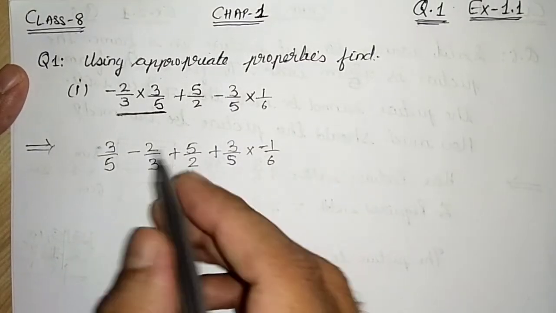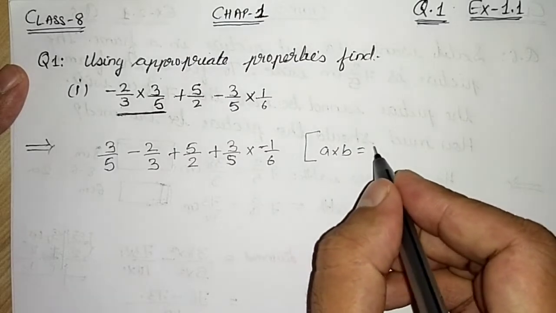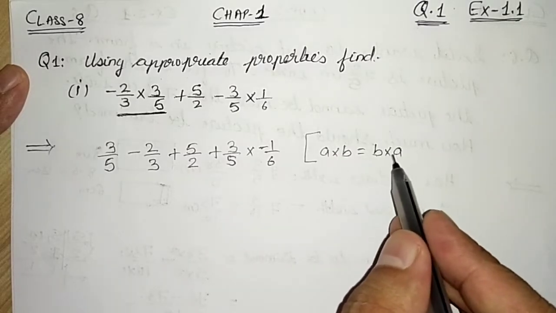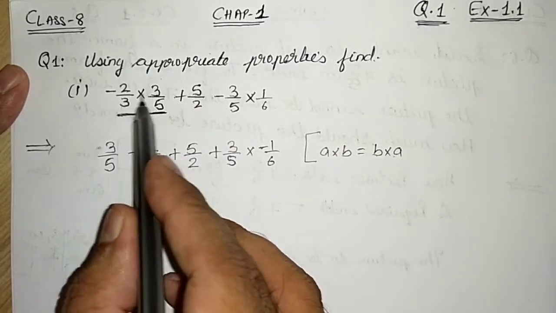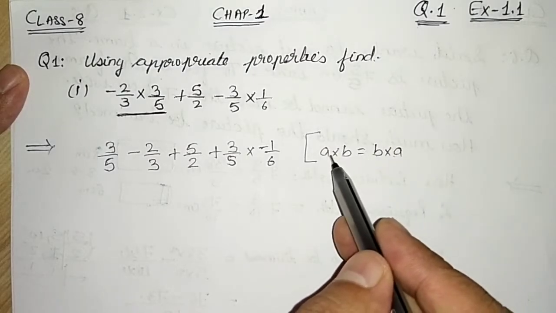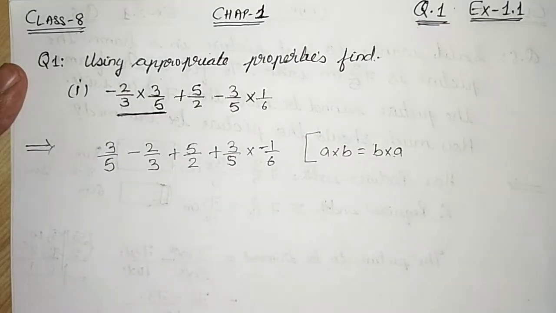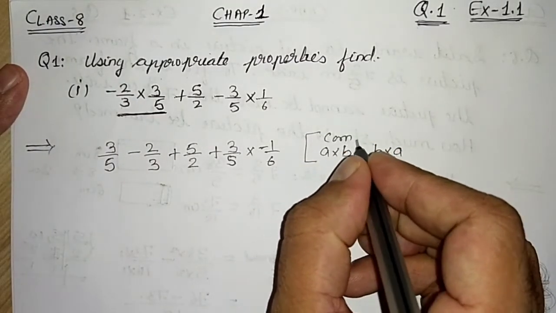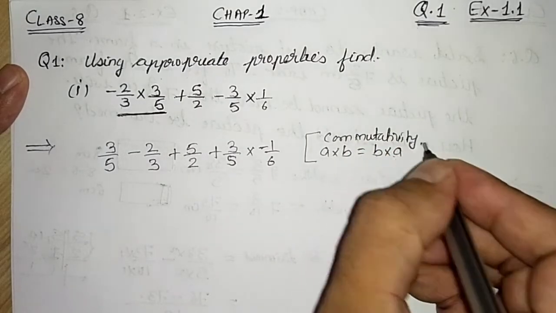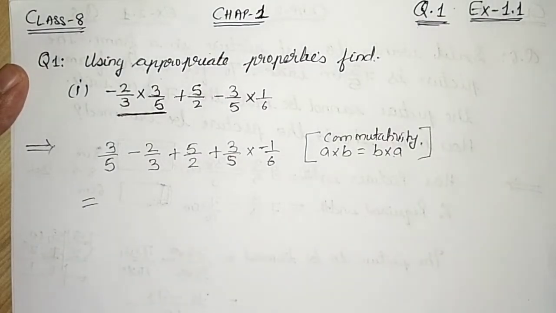What I have done here, I have used A into B is equal to B into A. It was B into A. You can see B into A. I have just changed. I have taken A into B. I have taken this first in position and this in the second position. So what I have used here? Commutativity. This property I have used here. They have told us to use property, so I have used it.